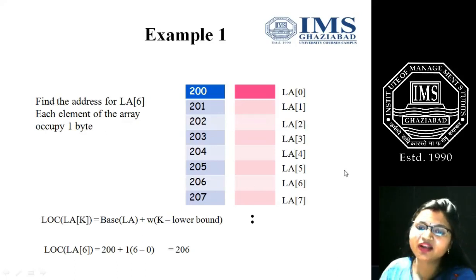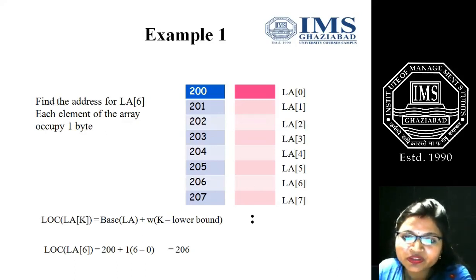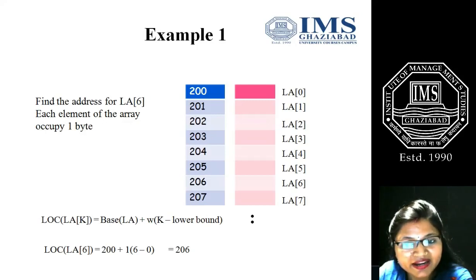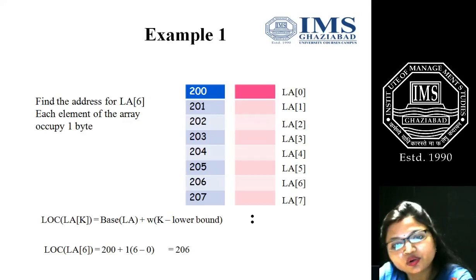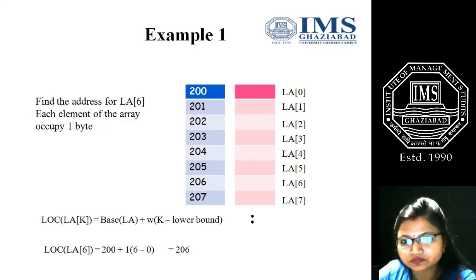In this way we can find the address of each and every element present in the array, provided we know the base address of the array, the total number of bytes allocated to each element in the array, and the lower bound of the array.